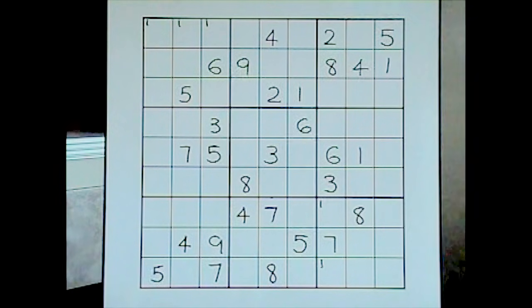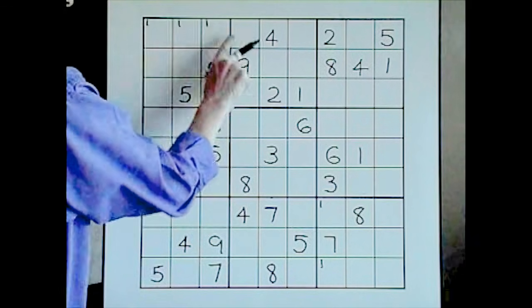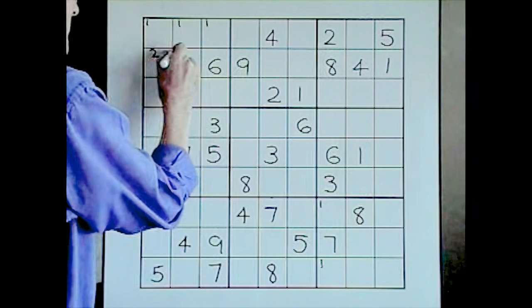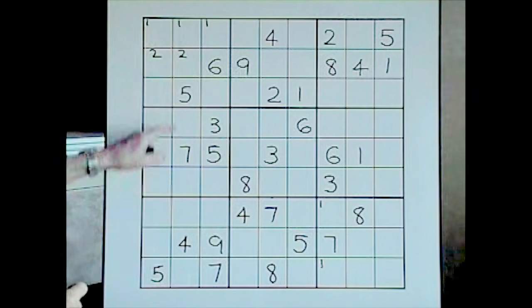Moving right along, 2s. Well, there are 2 2s, a top and a bottom, so this block has to have a 2 in here and here. Looking down, there are no 2s, so we'll leave them as small 2s. 3s, there are no 3s. 4s, there are 2 4s.